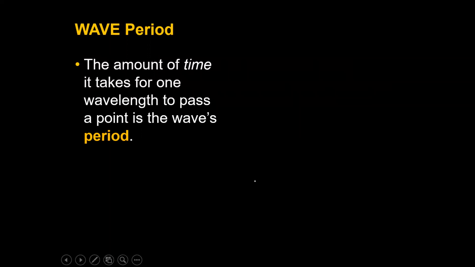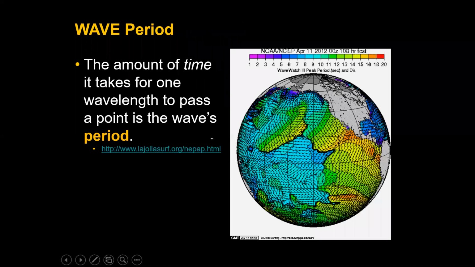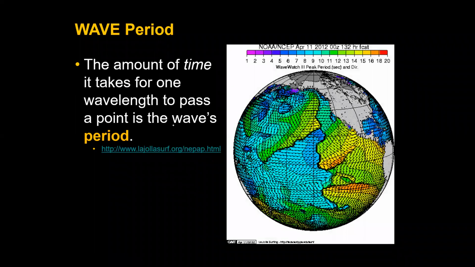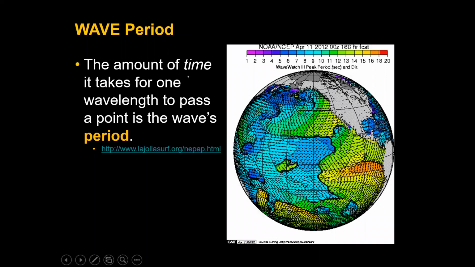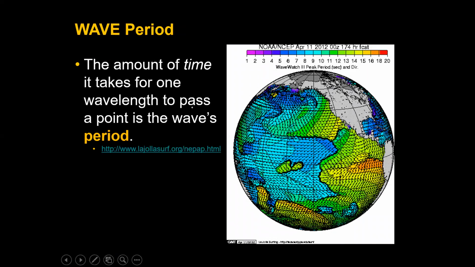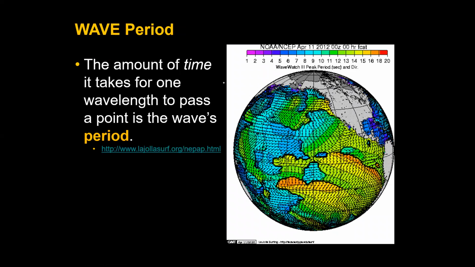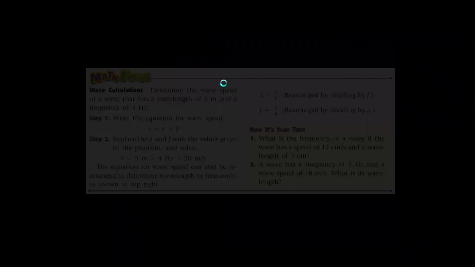Wave period, we have talked about this already. Periodic time, in other words, the amount of time it takes for one wavelength to pass a point in a wave. I've said that the word period means the time taken for a wave to make one complete cycle, in other words. Time taken to make one complete cycle, one complete wave.